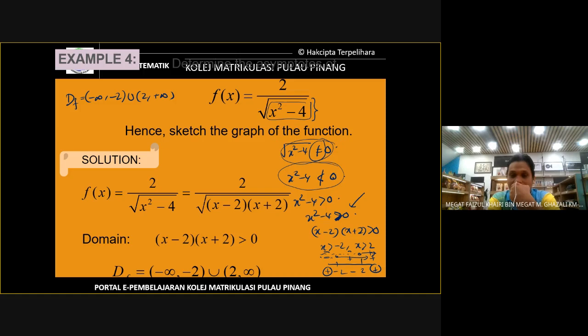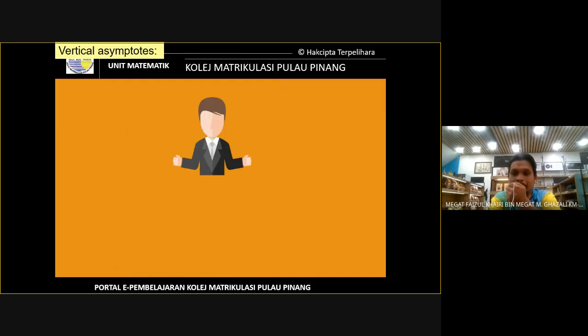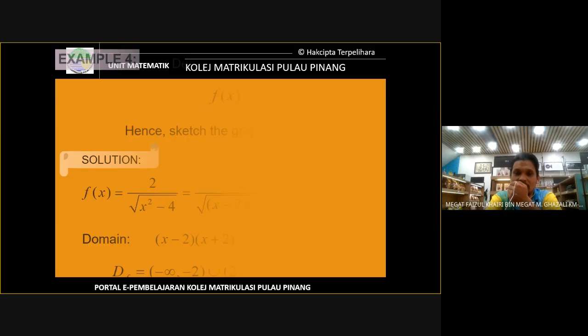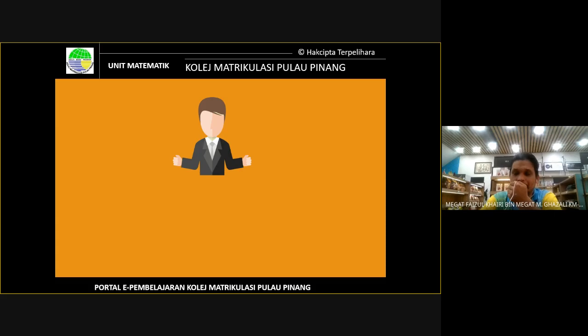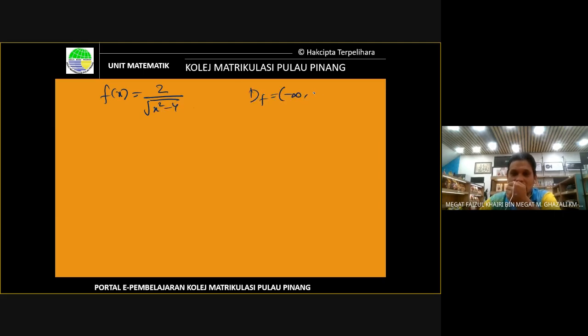Okay, class, when we found this, the domain of this function is this one. What is the function just now? 2 divided by the square root of x squared minus 4. Okay, f(x) equals 2 divided by the square root of x squared minus 4. So the domain of this function is negative infinity until -2, union 2 to positive infinity.